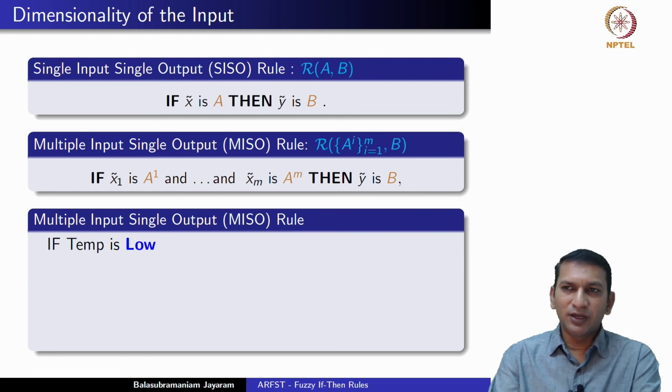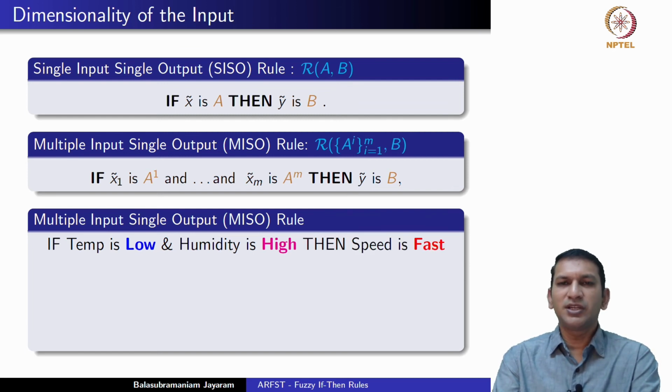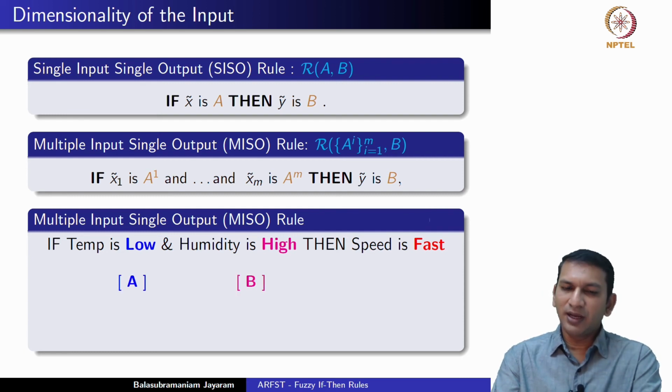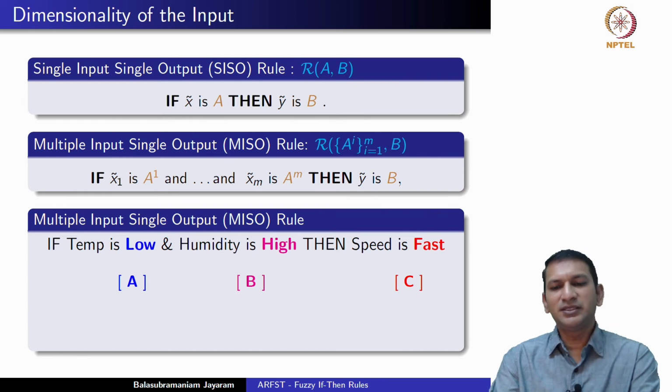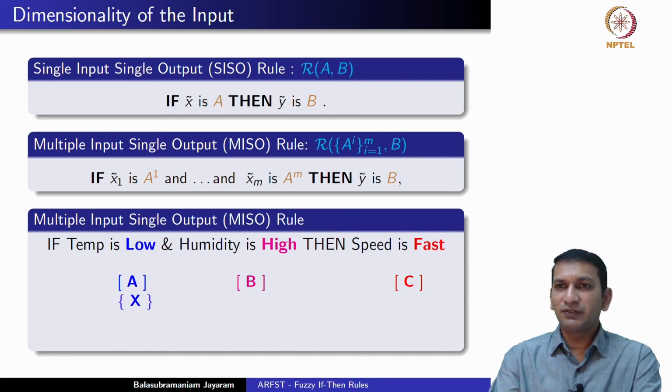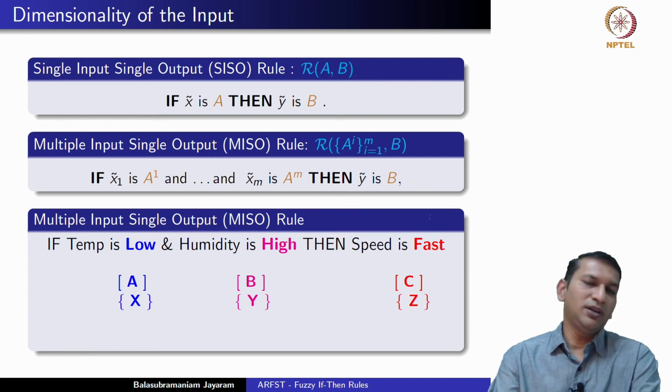You could have a rule of the form: if temperature is low and humidity is high, then speed is fast. Essentially we are looking at temperature and fan speed. So you see here this low is a fuzzy set A, high is B, and fast is C. Now this A itself is defined on some domain X, B on some domain Y, and C would be on a completely different domain Z.